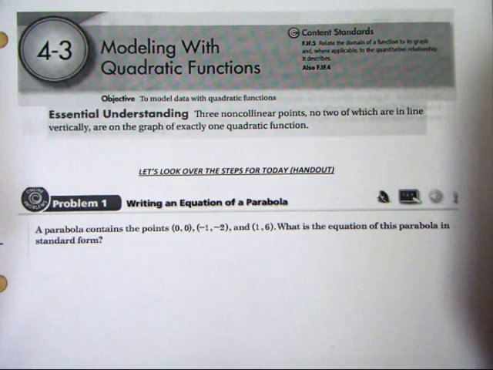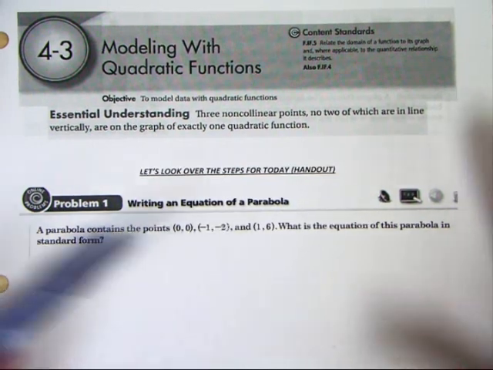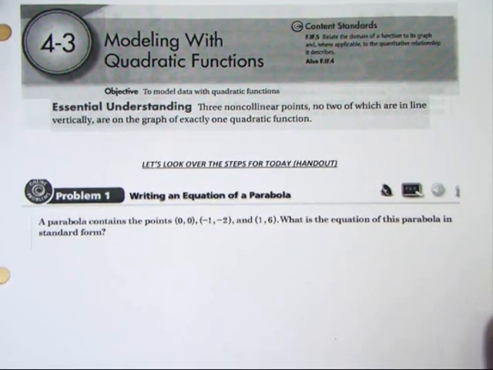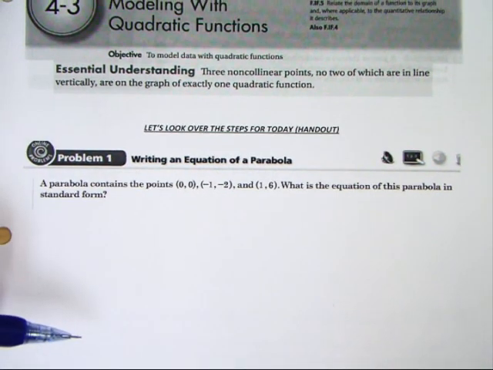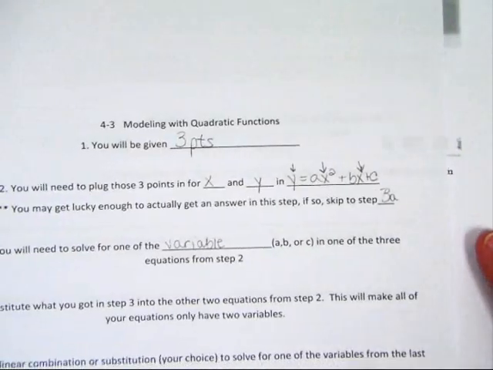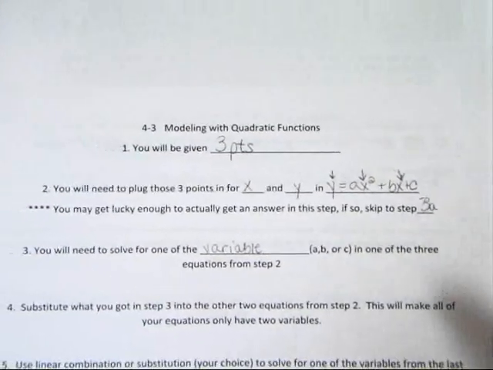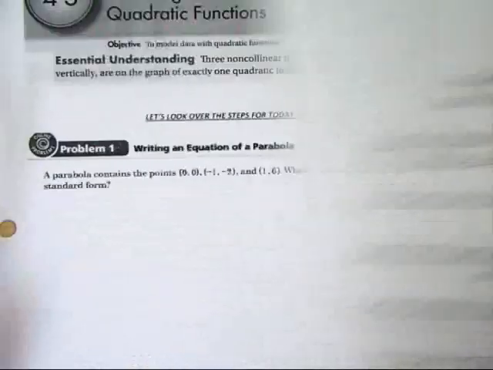Let's start with problem 1. A parabola has these points: (0, 0), (-1, -2), and (1, 6). What's the equation? You could plot those points. They'd form some type of U, or at least they'd be on a U. Now before we do that, we're just going to make sure that we are referencing our steps from the previous video. So if you didn't copy those, go copy those. The video was 4.3 beginning.